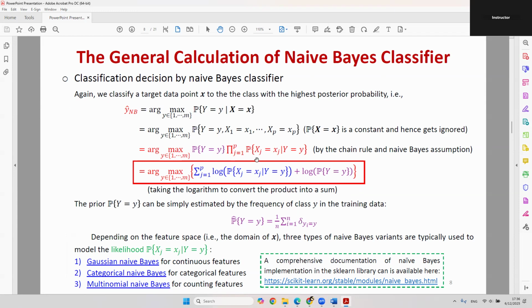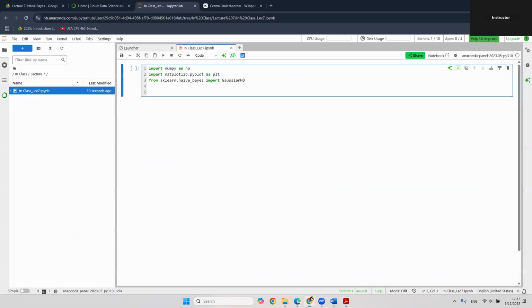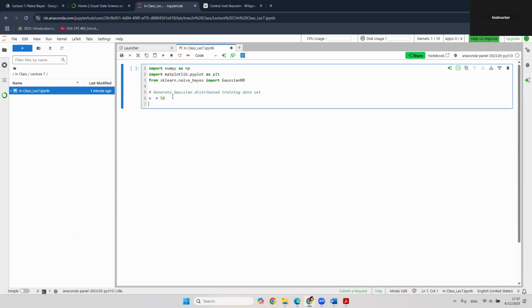Regarding the naive, it is because in this step we applied the chain rule and the naive Bayes assumption, and hence this is very simple. Let's just do it. So first of all, generate a Gaussian distributed training data set. Now I have n equal to 50. This is the sample size.